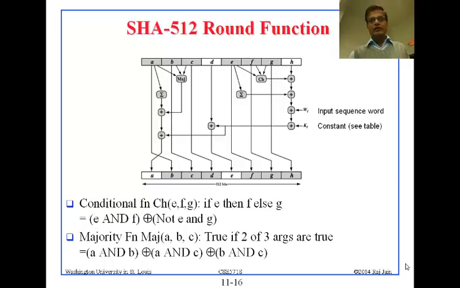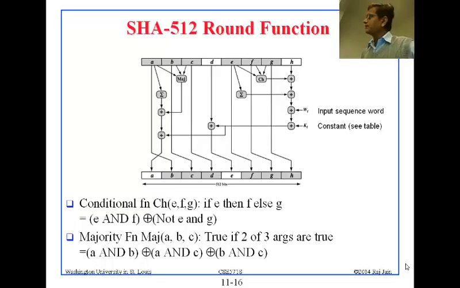So this is basically your hash. This is your output. The input is coming from here, and several constants are coming from a table here. So anyway, what you do is you take A, B, and C and apply the majority function to that one. You take E, F, and G and apply CH, the conditional function there. Okay. And then this is an addition operation, right? And then so on and so forth.